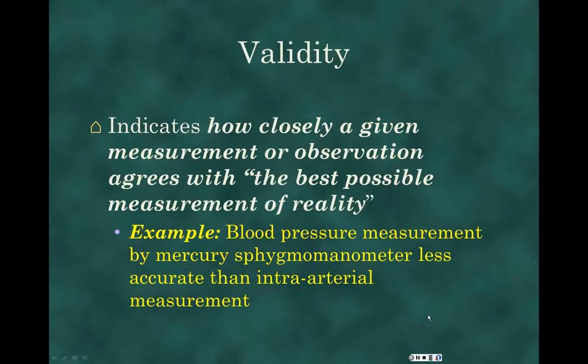Also consider validity of the test. This indicates how closely a given measurement or observation agrees with the best test or the best measurement of reality. So all tests have what we call a gold standard. So you want to look at the validity of that particular test. For example, blood pressure measurement by mercury sphygmomanometer is less accurate than intra-arterial measurements, which is the gold standard.